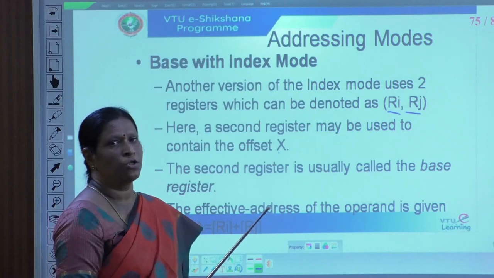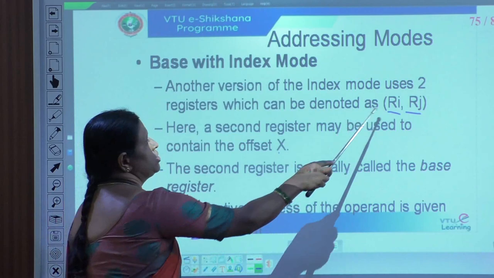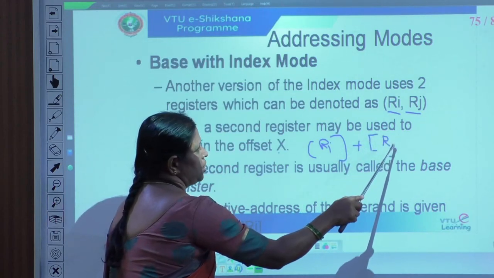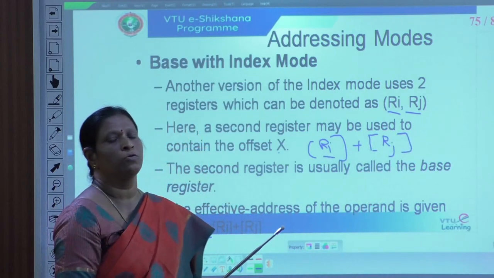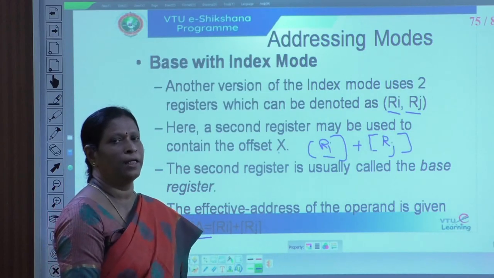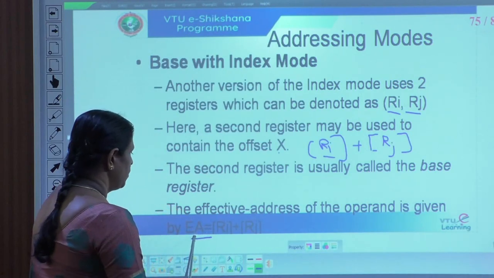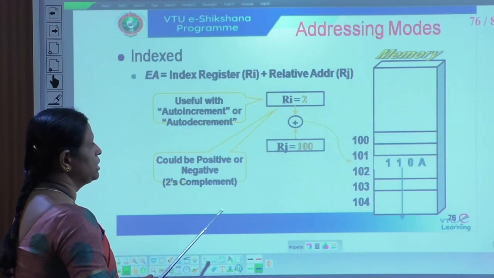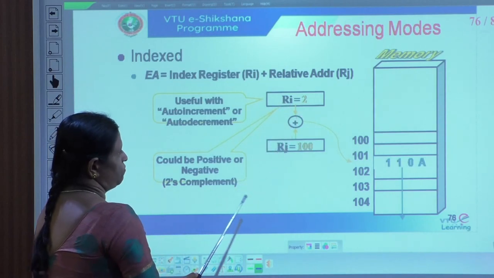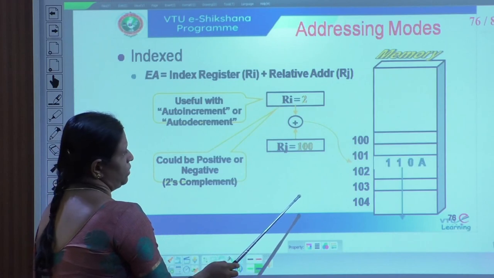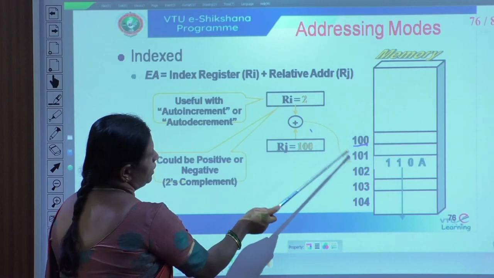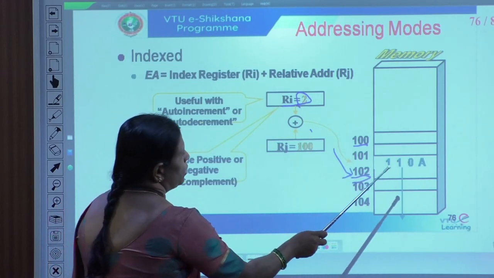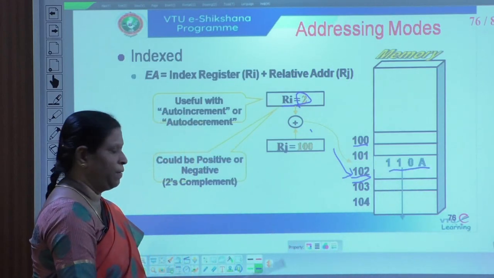How do you determine the effective address of the operand? The effective address of the operand is equal to the contents of register Ri plus the contents of register Rj. Either of Ri or Rj, any one register can be used to store the offset, and the other can be used to store the base address. So the effective address is Ri plus Rj. This is called base with index mode. This figure illustrates that mode. Here Ri contains an offset of 2, and Rj contains the base address. To this you add the value 2 from Ri to go to the actual position. That is 102, the actual value of the operand that needs to be fetched by the processor.